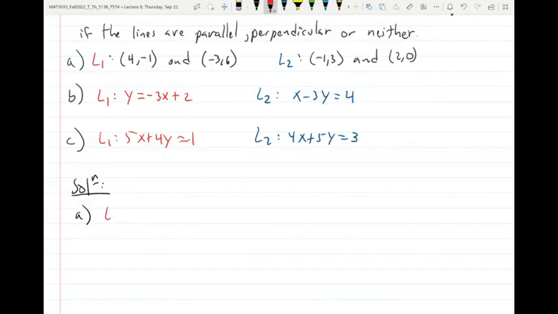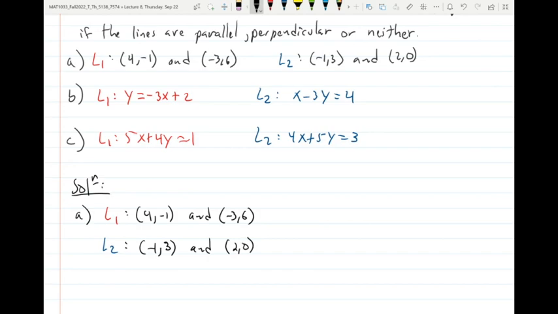So let's see. My first line is given by the points 4, -1. So this means this is the line that passes through these 2 points, okay? And the second line is the line that passes through -1, 3 and 2, 0.